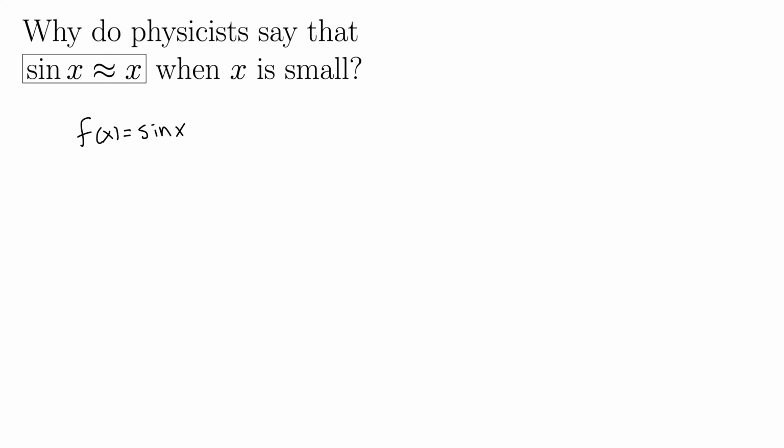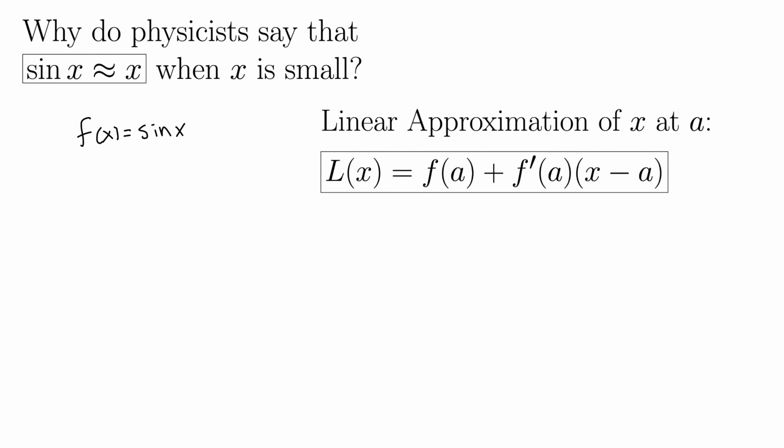and do a linear approximation around x equals 0. So remember that a linear approximation is given by f of a plus f prime of a times the quantity x minus a. So here, since we're taking x to be small, what that means is it's near 0. So we'll let a be 0 here and take our linear approximation based on that. So we have a equals 0.